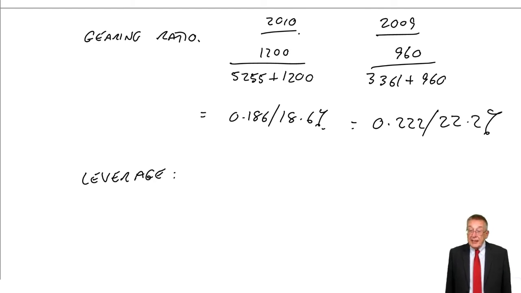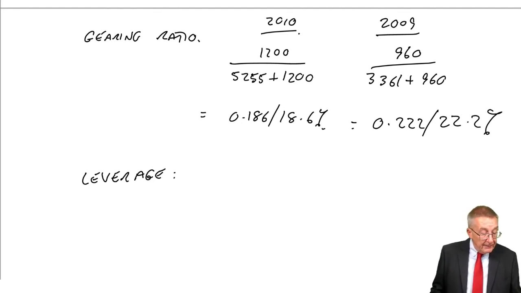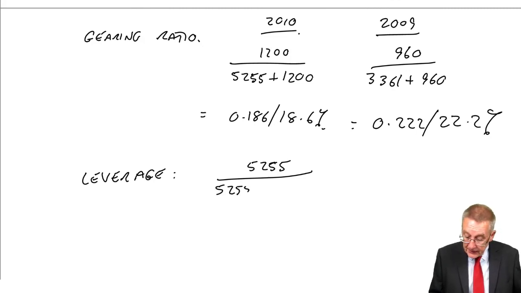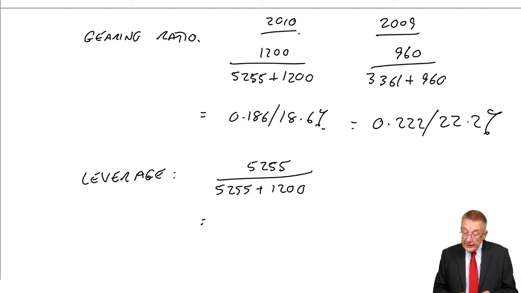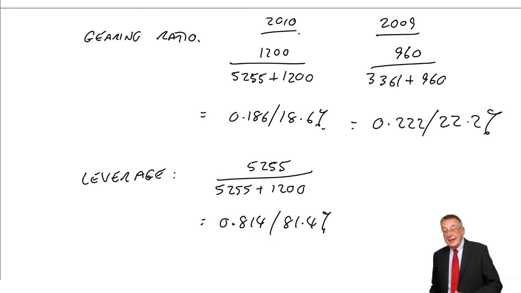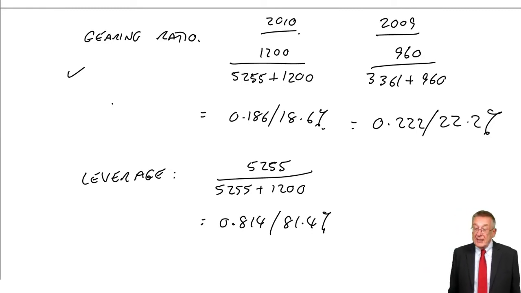Finally, less common, but the same idea, it's more American, leverage. It's really another way of writing the same thing, but instead of saying how much of our total is from debt, we'll do it the other way around and say how much of the total is from shareholders. So in 2010, from shareholders is 5,255, out of a total long-term finance, as before, which gives us 5,255 divided by 6,455, 0.814 or 81.4%. If you think of the gearing ratio and leverage, they add up to 100%. One's looking at the proportion of debt, the other at the proportion of equity. It's the gearing ratio that's more common, but otherwise it's effectively the same idea.